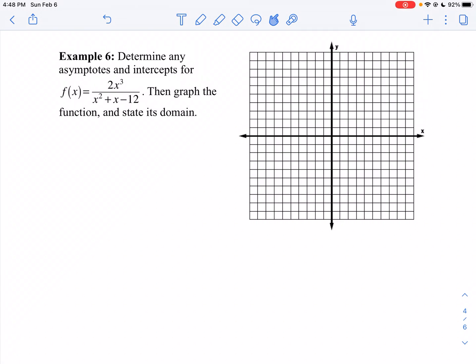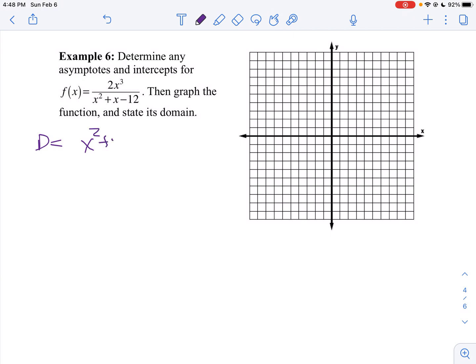Now if we look at example 6, we want to determine any asymptotes and intercepts for f of x equals 2x cubed plus x all over my polynomial. I want to graph the function and state its domain. Okay, let's start with the domain. I know the domain happens when my denominator equals 0.